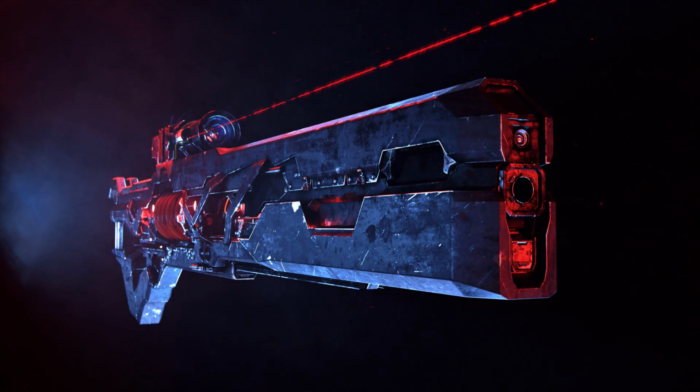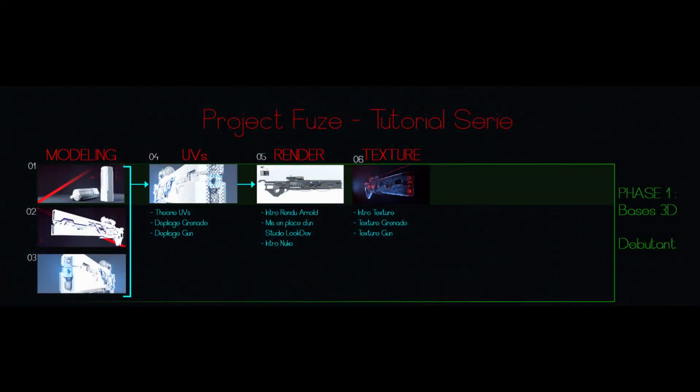Today, I introduce a new tutorial series in which I will show you my CG workflow and how to achieve this image in about 100 hours of work. This is called the project Fuze. It will be split into 6 parts: 3D art surface modeling, unfolding UVs, Arnold render, Substance 2.0 texturing, and Nuke compositing.